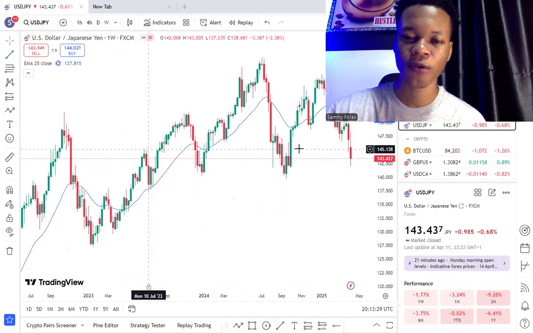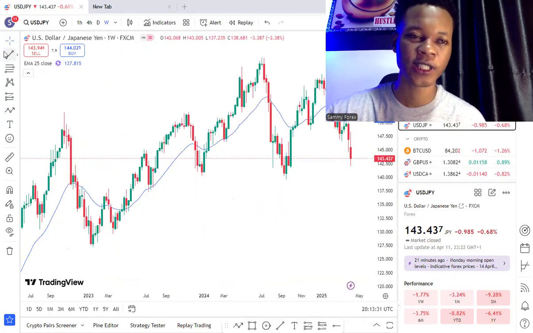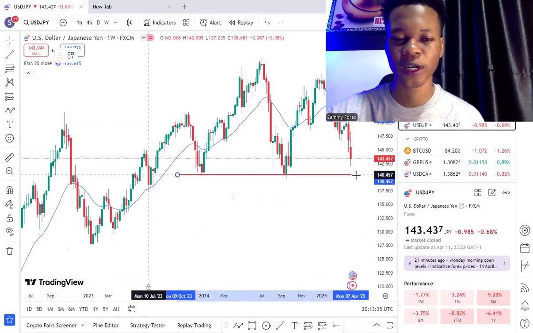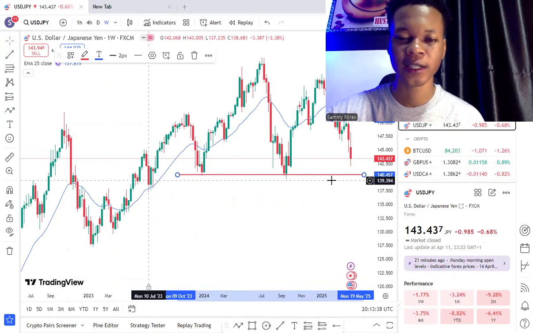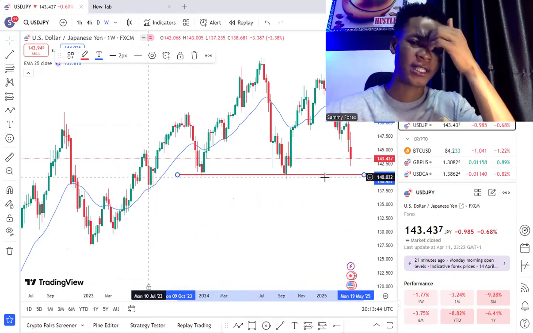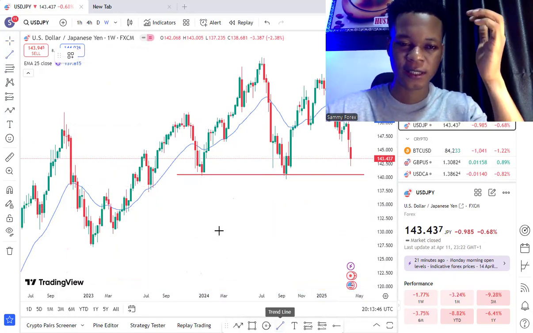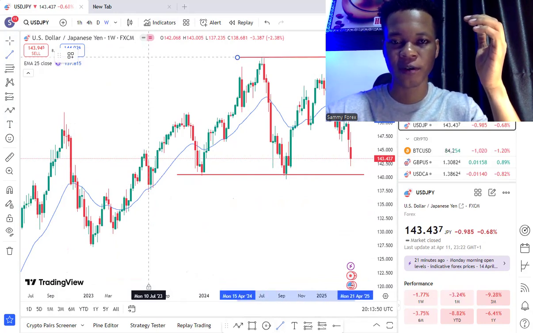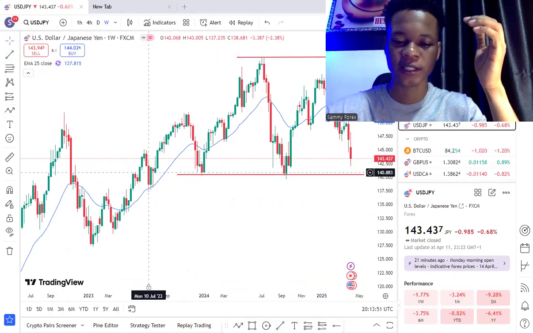So right now on the weekly time frame on USDJPY, you notice this low was struggling to be taken out, and price is approaching back to this particular zone. What should price do on this zone? It's telling us that price is on a downtrend.